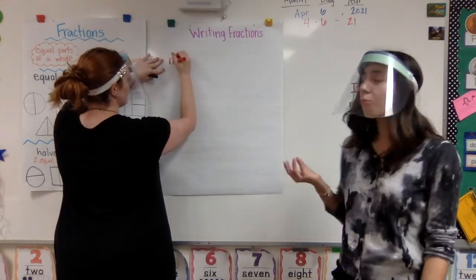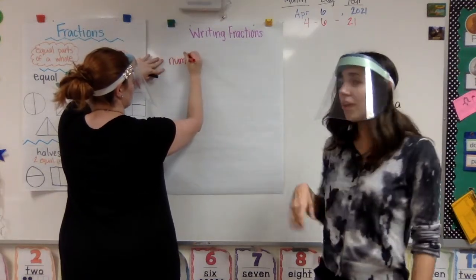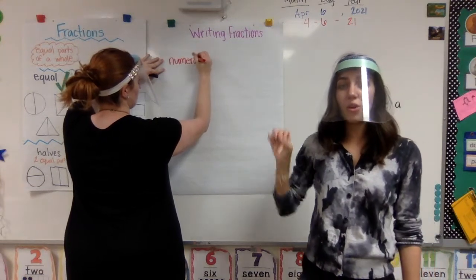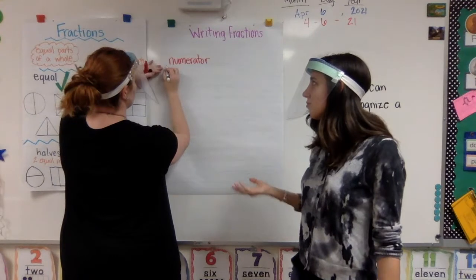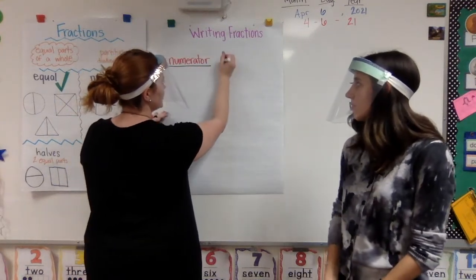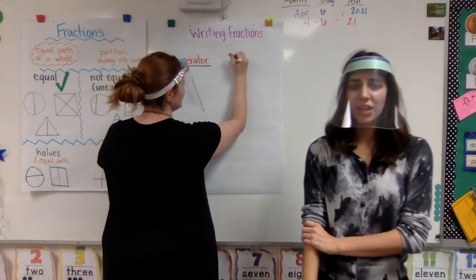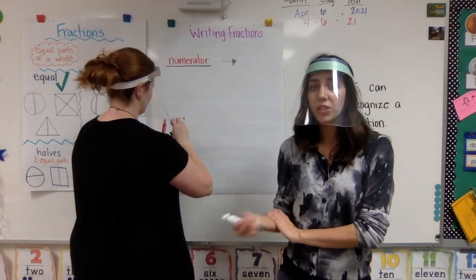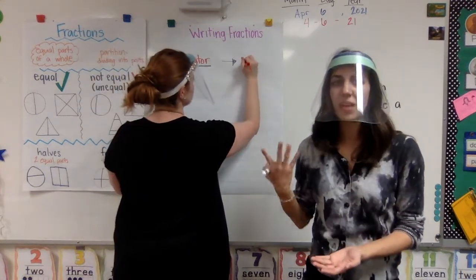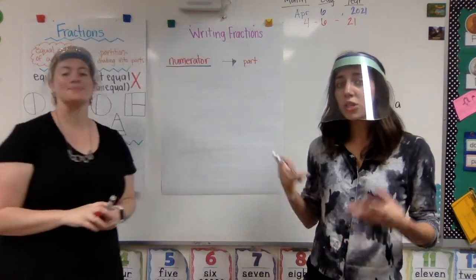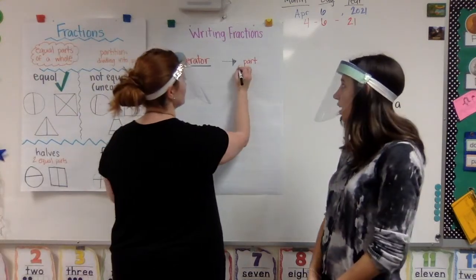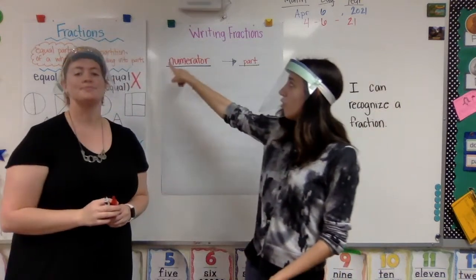Ooh, so when we're writing a fraction, the top is called the numerator. So it's the numerator on top. And the numerator stands for the part. So it always showed the part that was being taken by Moby or the part that was being taken by Grandpa. So the part of the whole that's being taken away is our numerator.